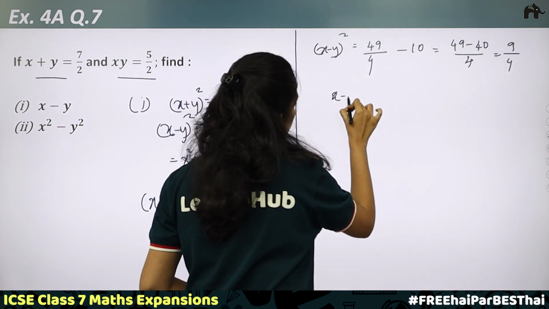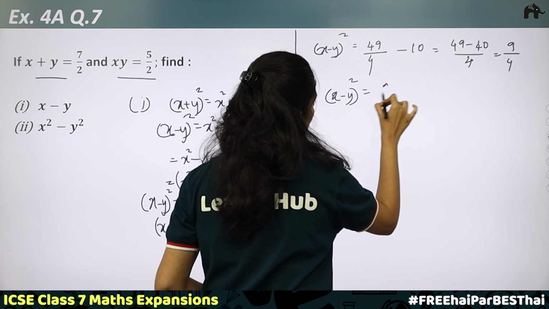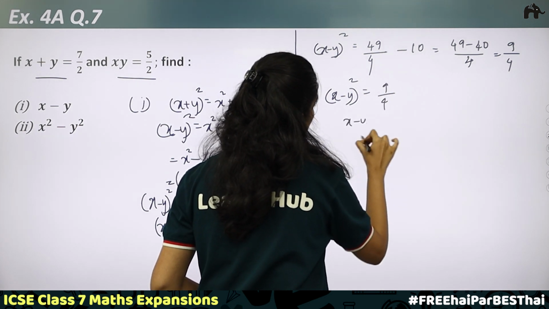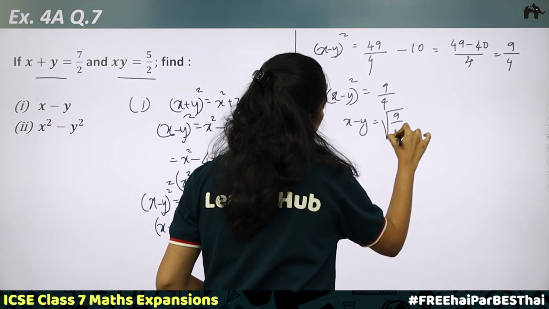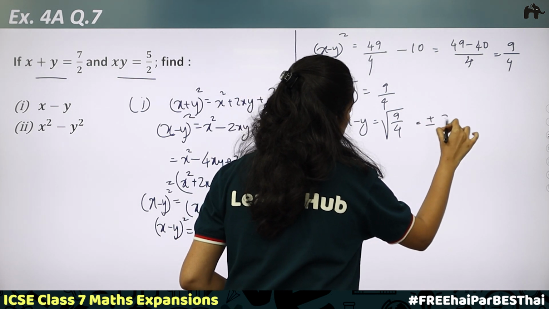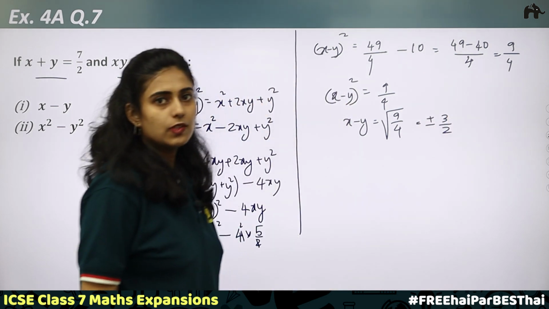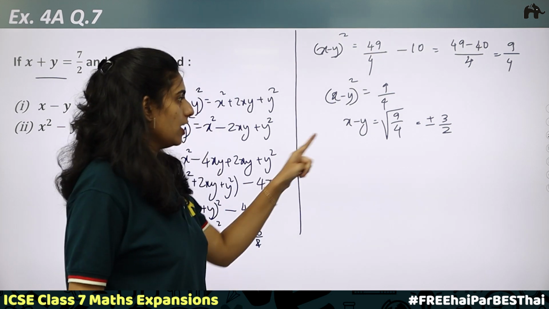So (x minus y) whole square is equal to 9 by 4, which means x minus y is equal to root 9 by 4, which is plus or minus 3 by 2. Okay, plus or minus 3 by 2. We got x minus y.